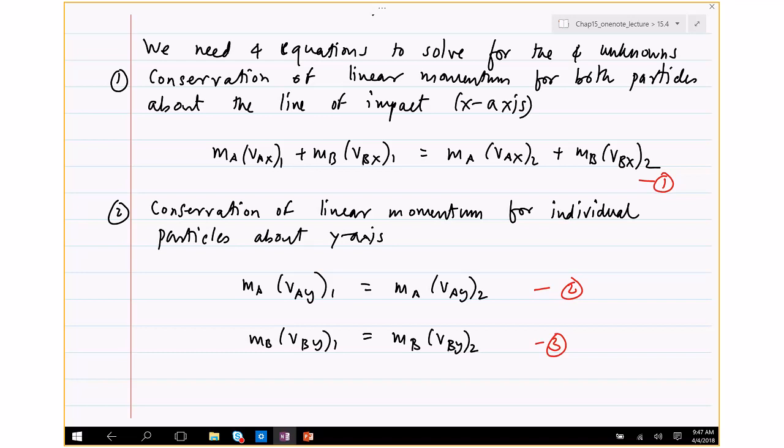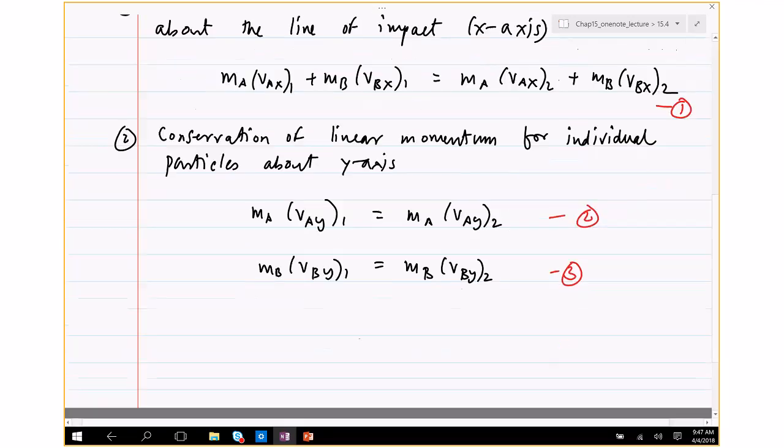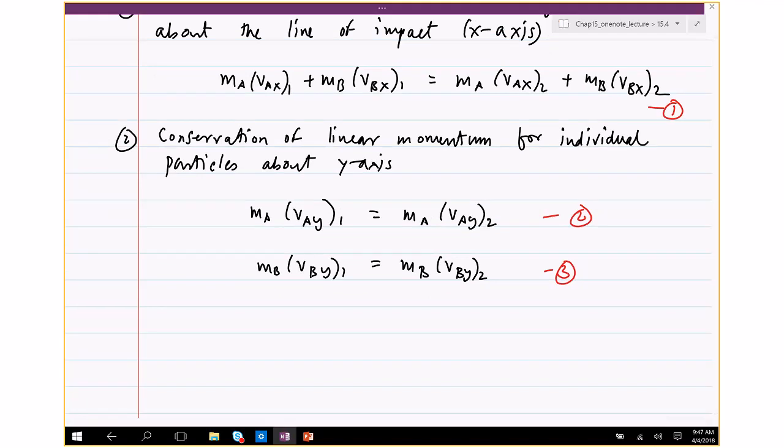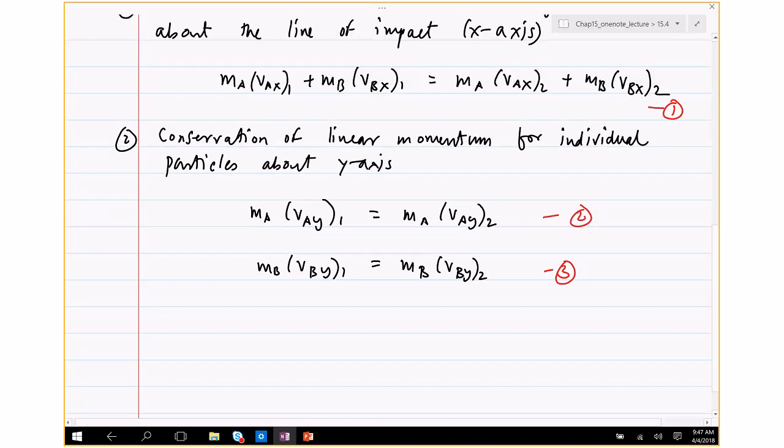Now in real life, this may not be true in certain cases, but if the particles are smooth and circular like they've shown, then that's a good assumption. So that comes with caveats, but that's what we'll use. So 3 equations so far. We still need one more equation because there are 4 unknowns.